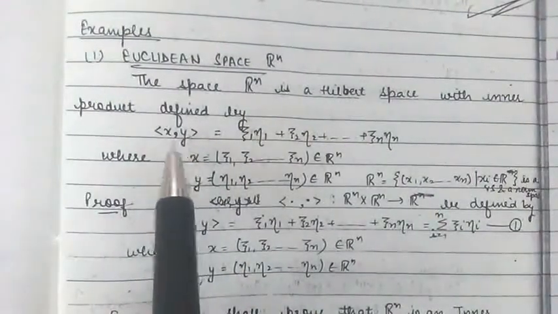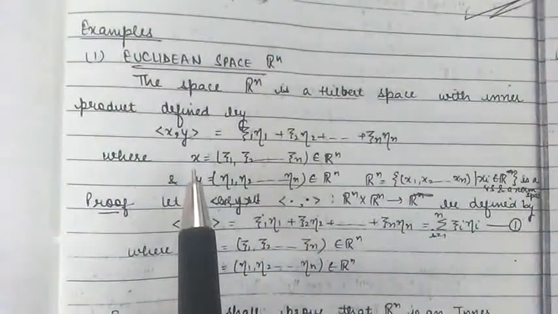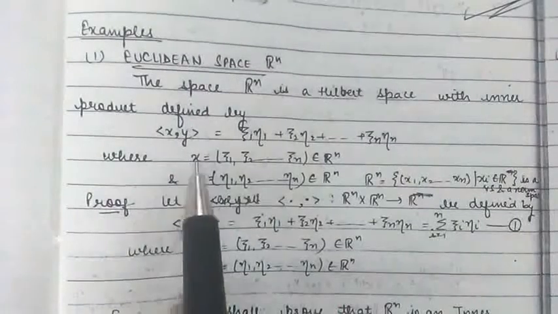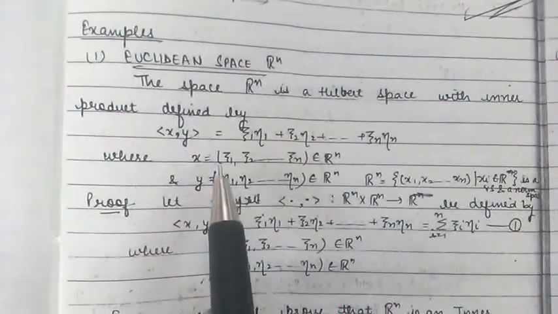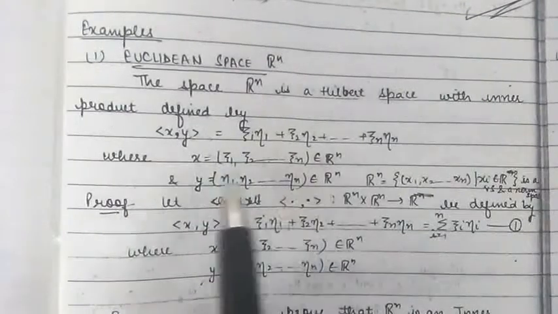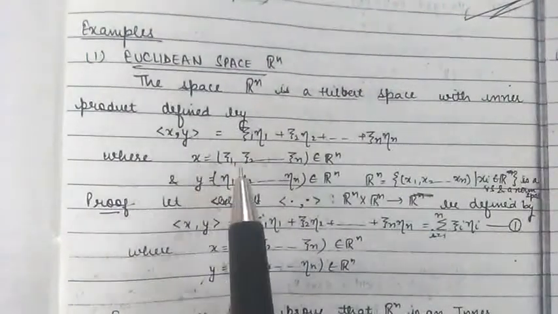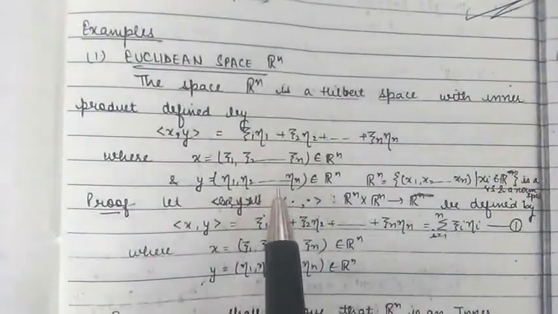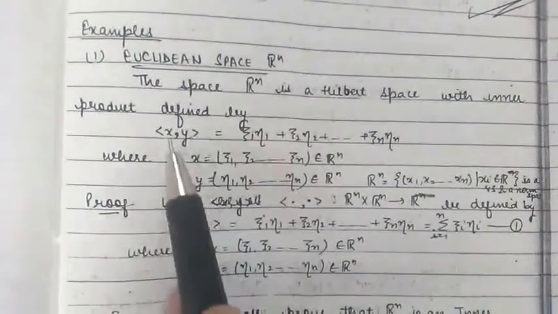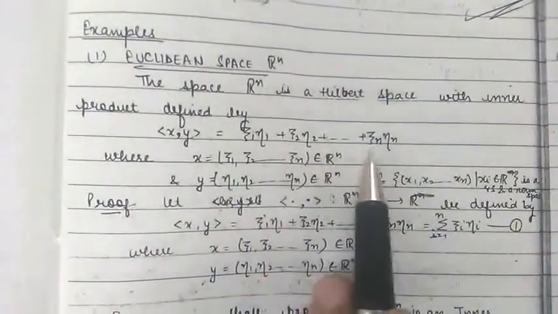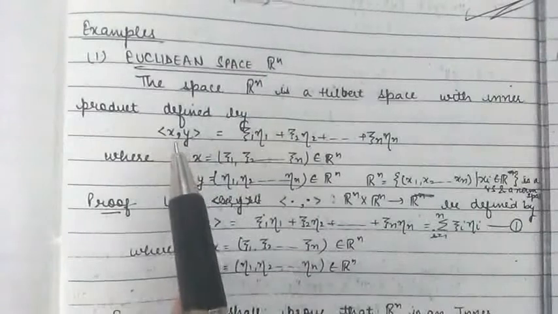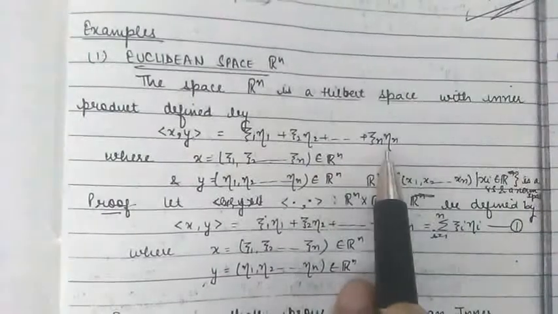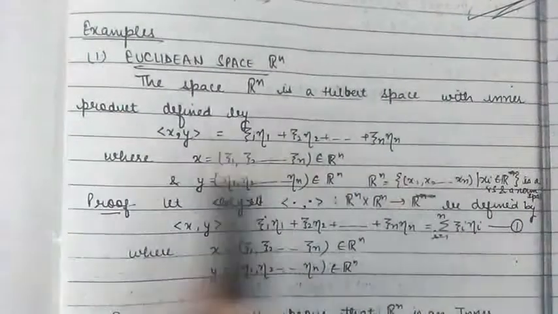So to define the inner product in this space, let us take two elements from Rn. We have taken x and y, which are n-dimensional, so we will take their coordinates. We have taken the coordinates of x as xi1, xi2 and so on up to xin, and the coordinates of y as eta1, eta2, eta3 up to eta n. We have defined the inner product by coordinate-wise multiplication, meaning the inner product of x and y is equal to xi1 eta1 plus xi2 eta2 and so on, xi n eta n. In this way we have defined the product.